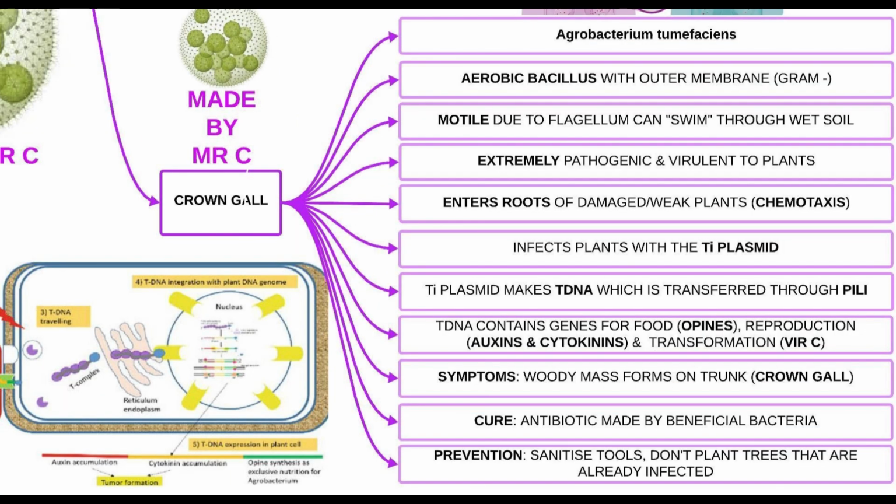Crown Gall is caused by the bacterium Agrobacterium tumefaciens. We came across it in transgenics. Again, it's an aerobic bacillus with an outer membrane. It's motile due to its flagellum, and it can swim through wet soil. It's extremely pathogenic and virulent to plants.